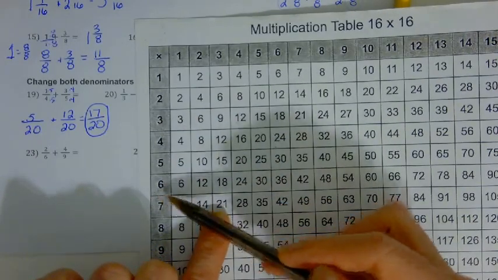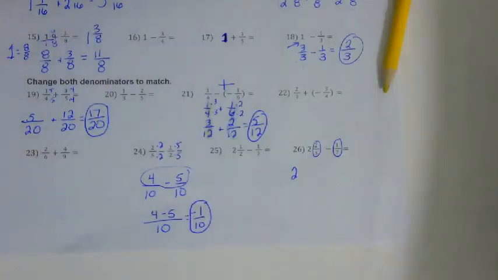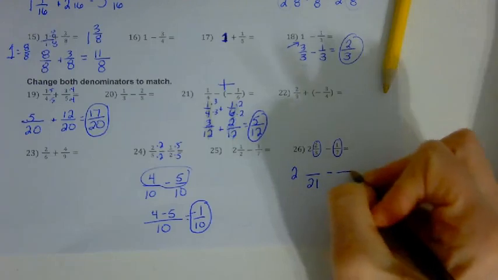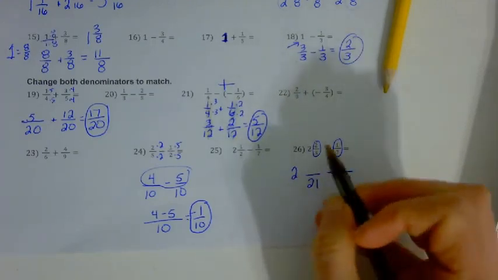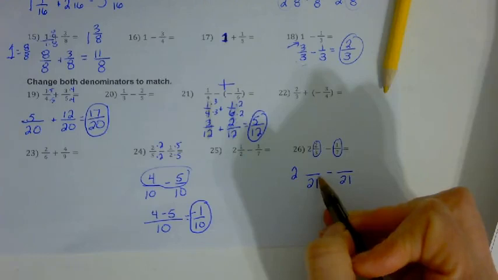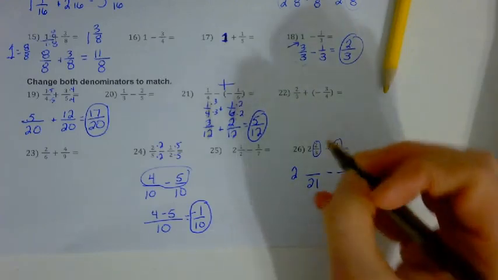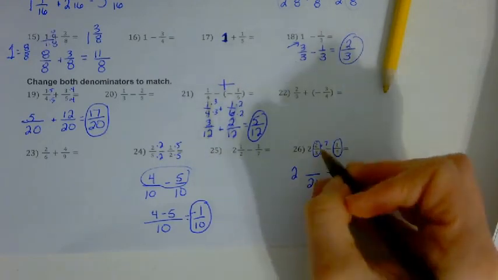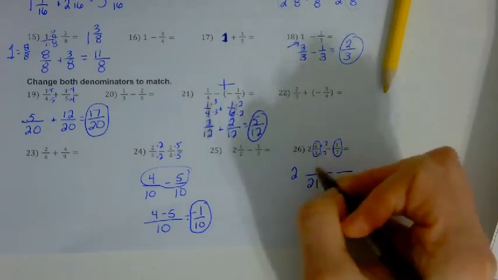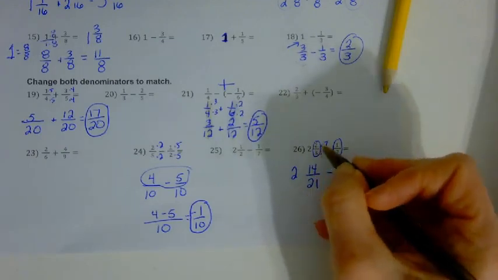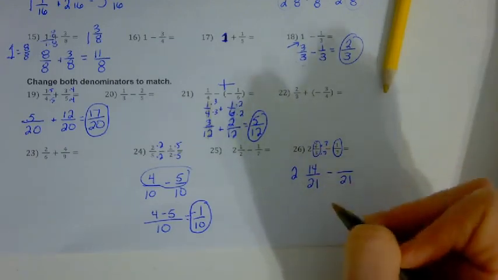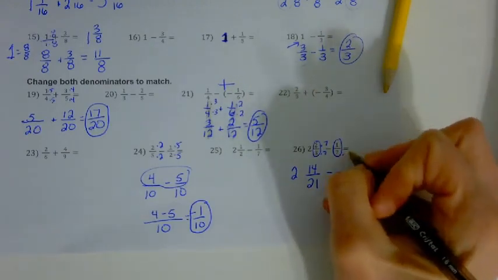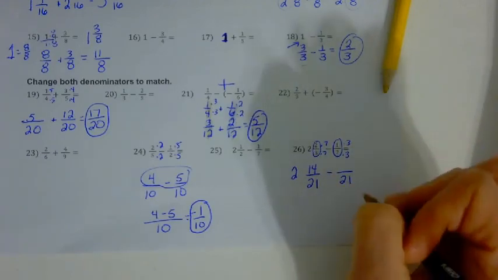Okay, so we're going to make this into 21sts, and this one into 21sts. So 3 times what gives us 21? You can look on your multiplication chart and you'll see it's times 7. So multiply top and bottom by 7. So 3 times 7 is 21, and 2 times 7 is 14. So we just rewrote 2/3 as 14 over 21. Now we have 1 over 7. To make 7 into 21, you have to multiply it by 3. So top and bottom by 3. 7 times 3 is 21, and 1 times 3 is 3.